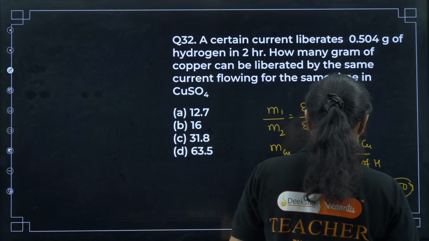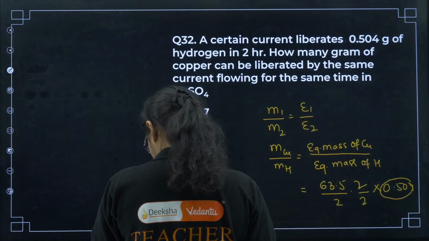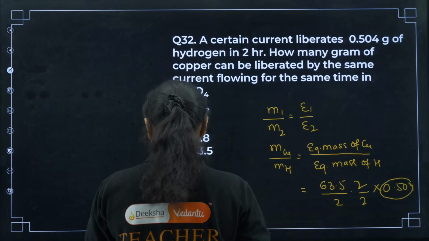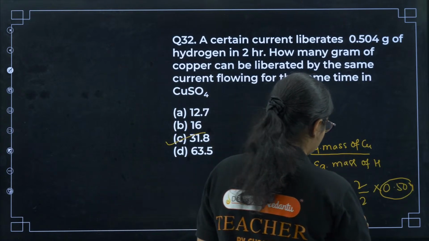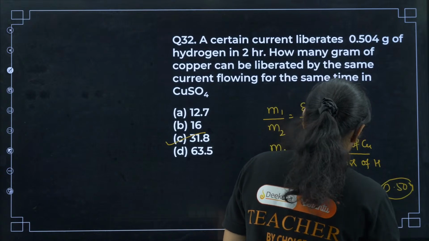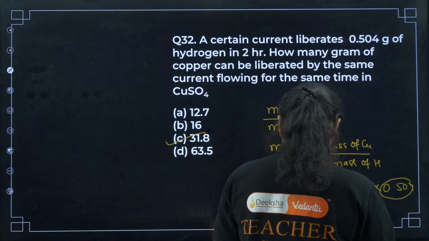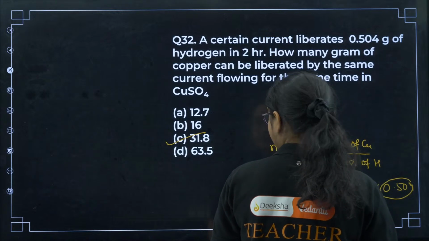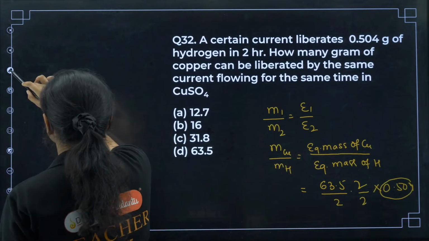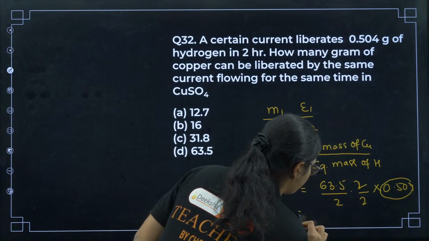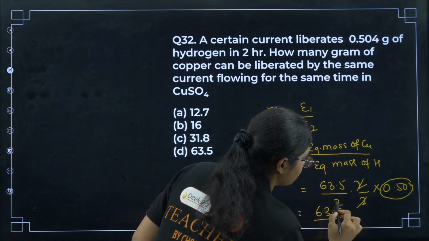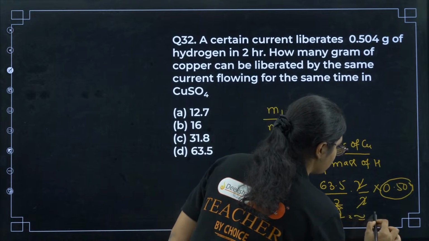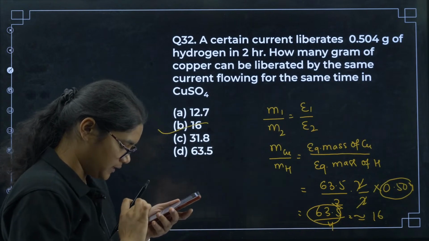Equivalent mass is this one, right? So how much will we get? 31.8. Okay, just a minute. No, here this is not 6, sorry. You have one more 2 here, so the 2 will get cancelled. 63.5 divided by 1 by 4, so it is almost 16, since 4 16s are 64. So it will be almost equal to 16. The correct answer will be option number B here.